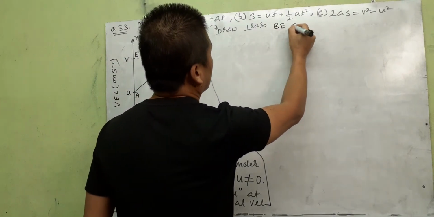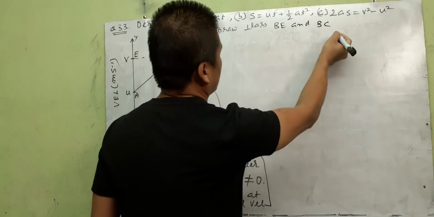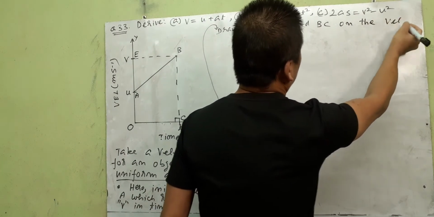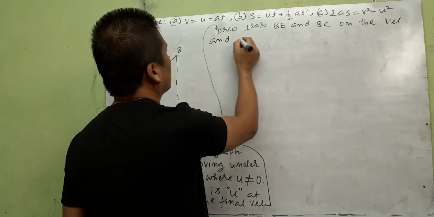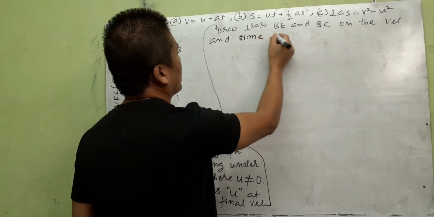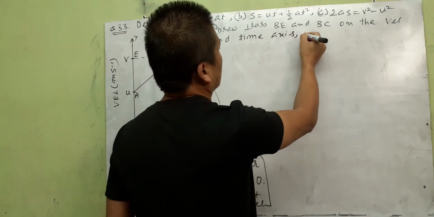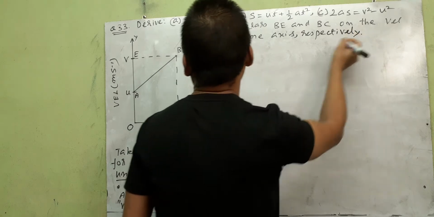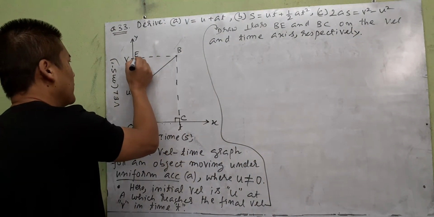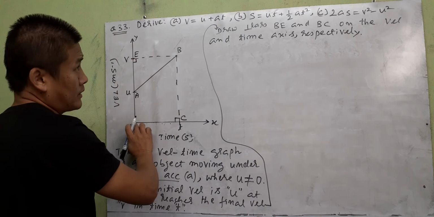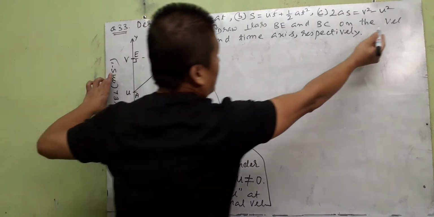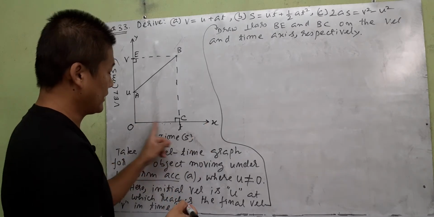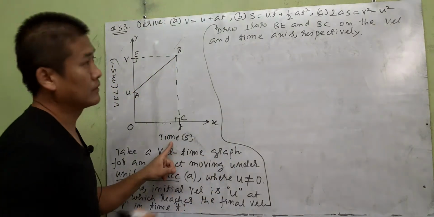BE and BC on the velocity and time axis respectively. So that is our construction. We're going to draw from here BE perpendicular to the y-axis, which is the velocity axis, and BC perpendicular to this x-axis, which is the time axis, respectively.